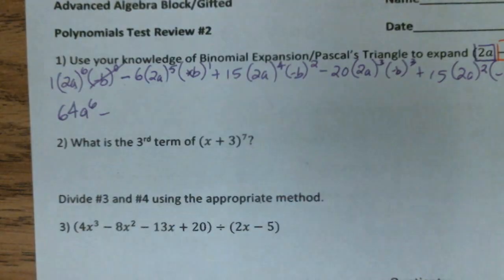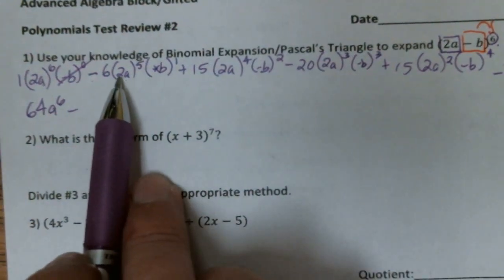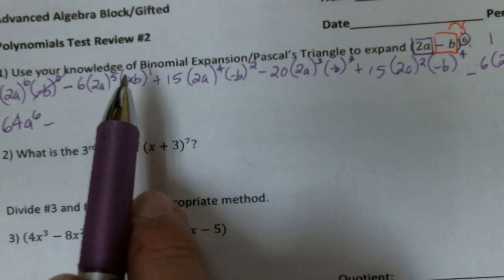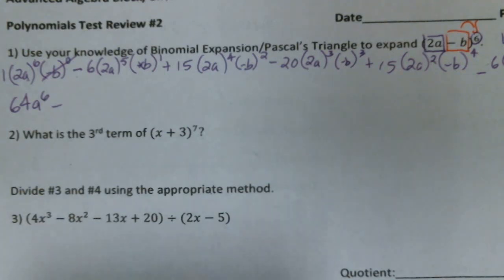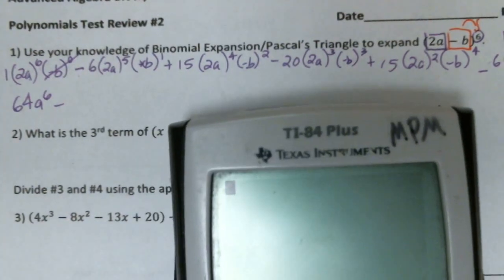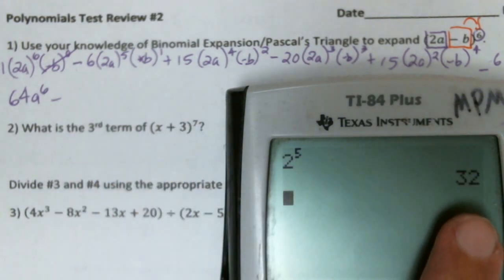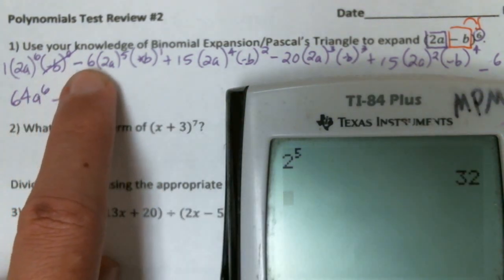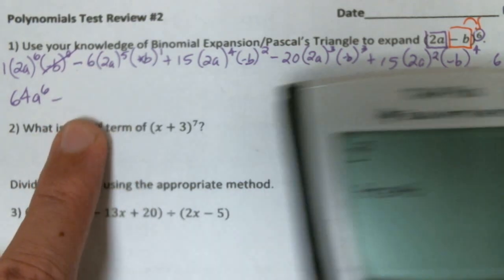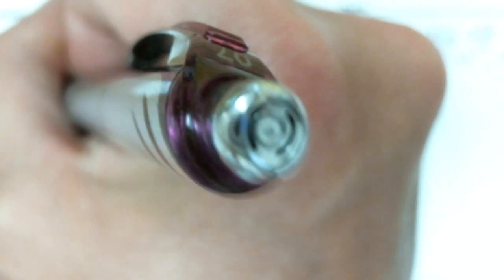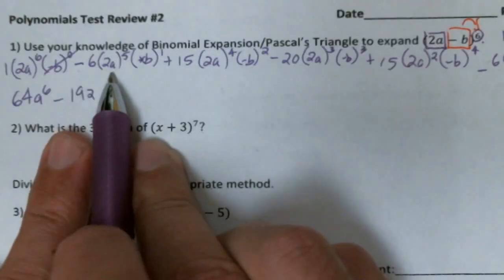My next term is going to be negative. Now here, I've got 2 to the 5th. Okay, so let's do that. Can't do that in your head. Let's use your calculator here. So I've got 2 raised to the 5th, but then I'm multiplying this number times the 6 out front. So times 6, that gives me 192. Okay, so I already know that my term is going to be negative 192. Now I can't forget about the variables.